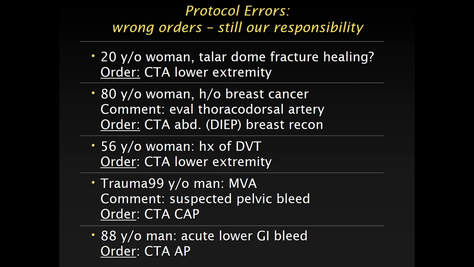Right? An 80-year-old woman had a history of breast cancer. This was ordered as a CT angio for a deep inferior epigastric perforator protocol. That's a protocol that usually includes the abdomen pelvis from the umbilicus to the groin. In the comments, they said, we also need to evaluate the thoracodorsal artery. Again, we ignored it and just scanned the abdomen pelvis. Then we get a complaint and we have to bring the patient back. So again, protocoling is tricky. There are so many moving parts, and it's one of the more time-consuming things because a lot of things can potentially be wrong.